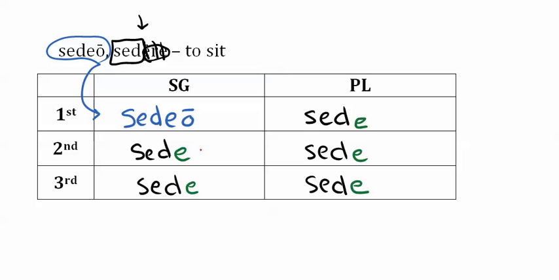By adding those endings, we're going to get sedis, you sit, sedet, he, she, or it sits, sedemus, we sit, sedetis, you all sit, and sedent, they sit. And there you have the steps for conjugating any second conjugation verb in the present tense.